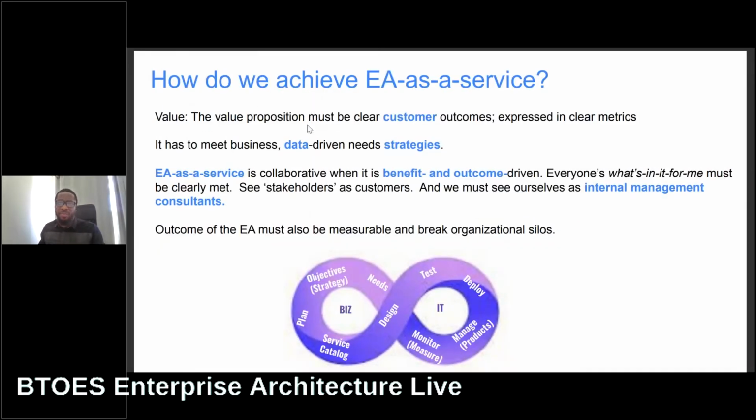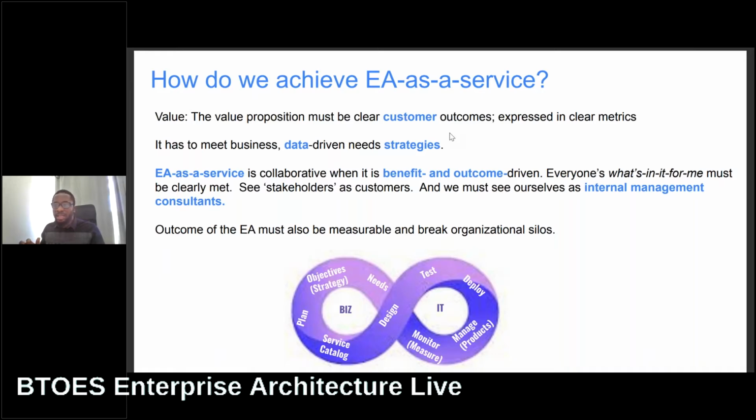So how do we achieve EA as a service? Of course, I'm not going to repeat everything on the screen. Of course, all of us are very well versed and can see it, but I would like to look at some keywords. So the value proposition, of course, has to have clear customer outcomes. So this comes with a redefinition. In 1987 and a little beyond that, we were talking about stakeholders, but today we are seeing the stakeholders as customers. So, and it has to meet business data-driven needs.